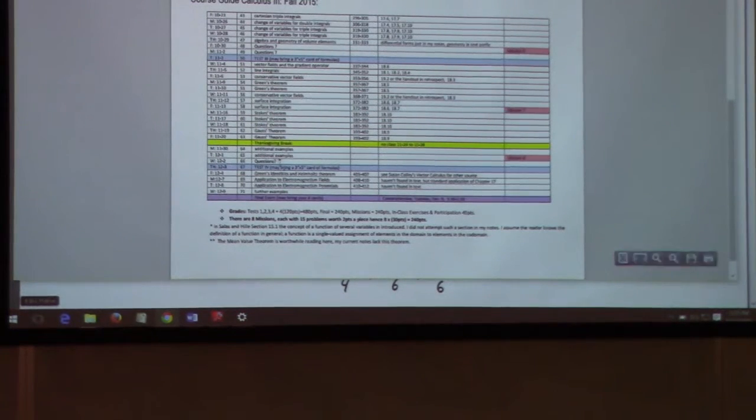Test 4 looks like vector fields and the gradient operator, line integrals, conservative vector fields. Ooh, I love conservative vector fields. Green's theorem, you probably forgot about that. It still matters. Surface integrals, Stokes' theorem, Gauss's or divergence theorem. And the stuff on Green's identities and the Helmholtz theorem, I'm not likely to put on the test. Perhaps I might have a token question on the final, but that would be it, okay?